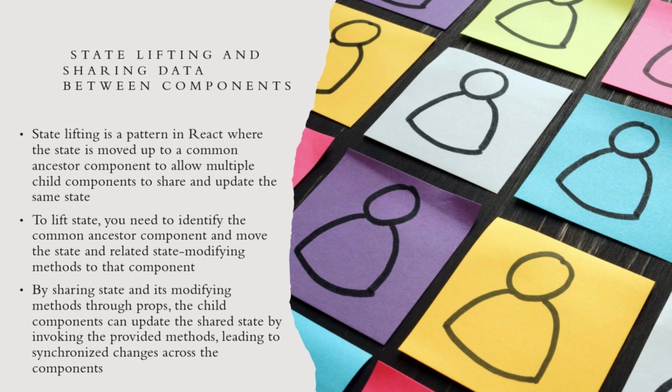To lift state, you need to identify the common ancestor component and move the state and related state modifying methods to that component. Then, pass the state values and methods as props to the child components that need access to the shared state. By sharing state and its modifying methods through props, the child components can update the shared state by invoking the provided methods, leading to synchronized changes across the components.